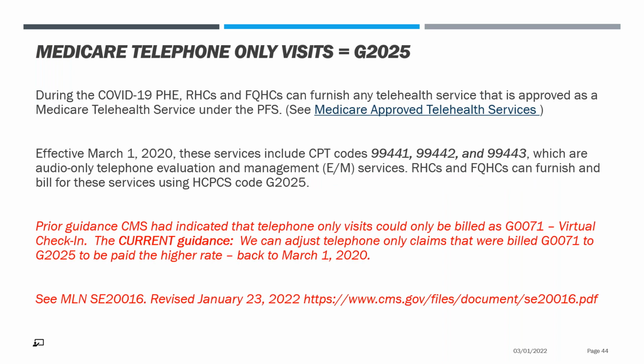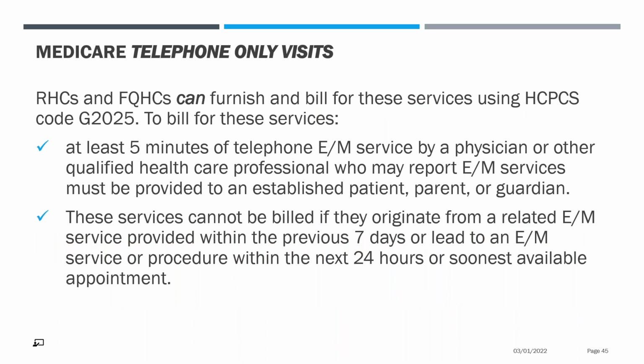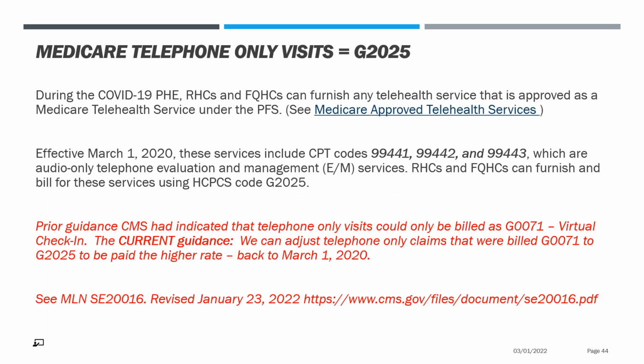Telephone only counts. Remember, G2025 is only during the PHE. So telephone only can be reported as an encounter during the PHE, but what's going to happen after the PHE? We don't know. We have to have 5 minutes to qualify as telephone only. We see on this slide right here where 441, 442, and 443 are included in G2025. Those are Medicare telephone only visits.